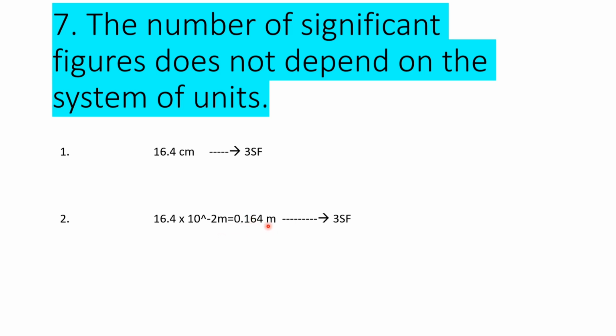So 0.164 here, this is a decimal number, 164 are significant figures. So 3 significant figures. Even if you convert this meter into kilometer by multiplying by 10 to the power minus 3, the significant figures remain the same. So these initial zeros are not significant.